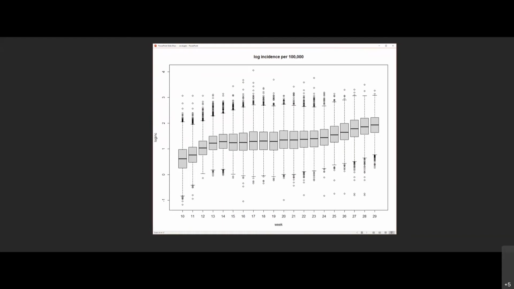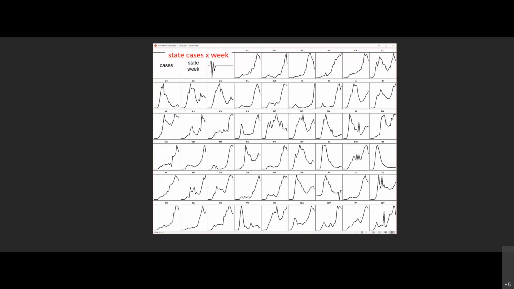If you look at that first week, week 10, I dropped about the first 4 or 5 weeks of the epidemic. You can see that, looking at the log to the base 10, we range from about 1 per 100,000 to maybe 100 per 100,000. That's using the logarithm of the incidence. So I want you to keep in mind that I'm going to be looking at whole numbers, which are logarithms of the data rather than rates per 100,000 or per 1,000 or whatever.